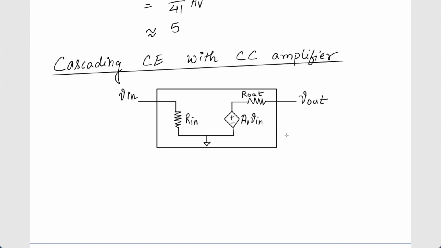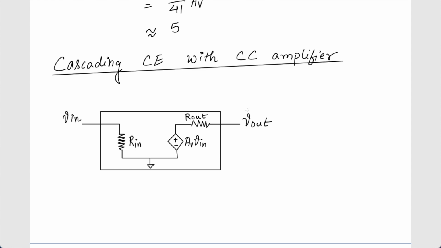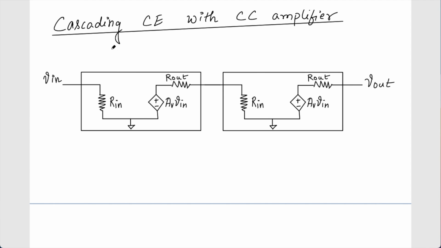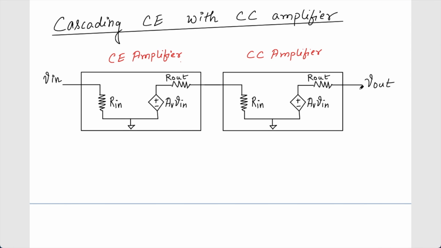So we will be cascading CE and CC amplifier. Again, let's bring the equivalent model of the amplifiers. So this is my CE amplifier, and this is my CC amplifier. Basically what is happening is the CE amplifier is providing a very high gain, and the CC amplifier is helping us to drive the low impedance load. So let's put this RL, and I have my V in here.